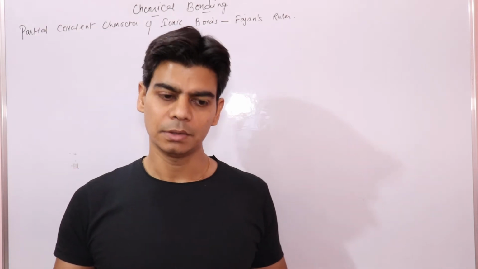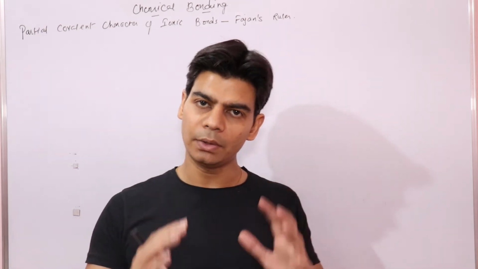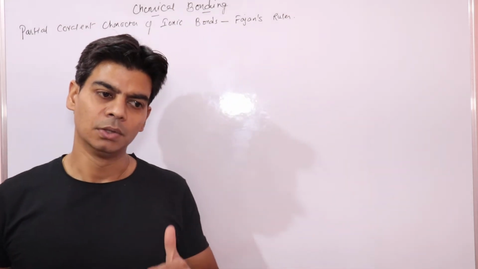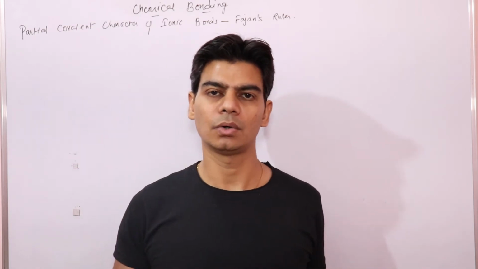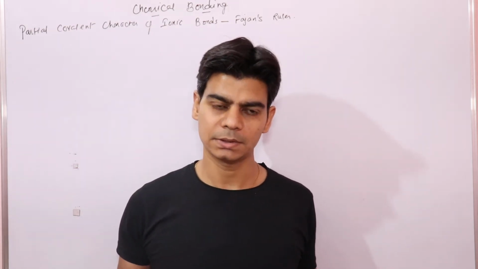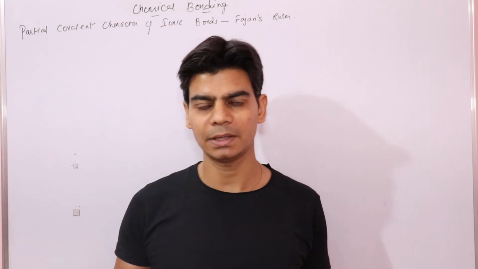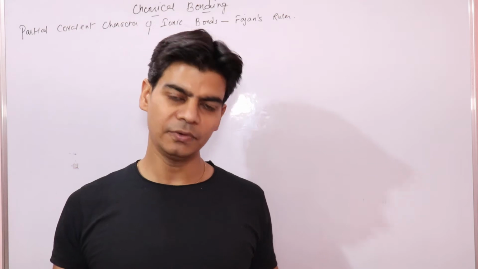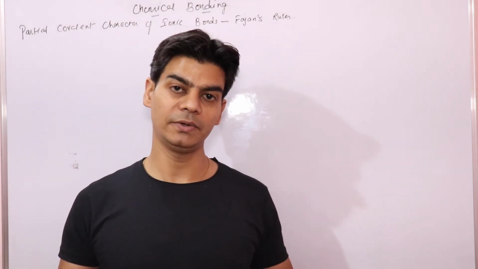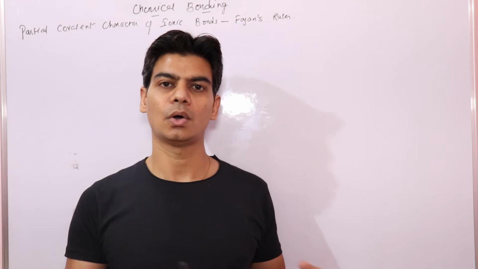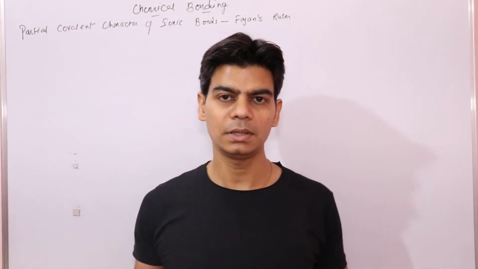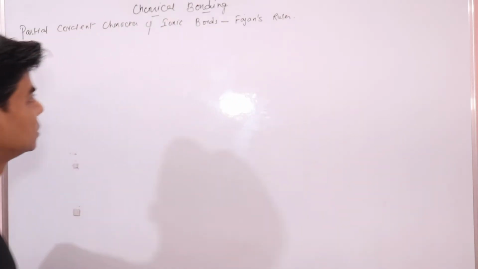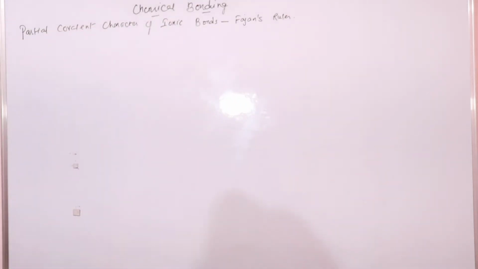Now similarly, in ionic compounds we have covalent character. And one thing, no bond is completely ionic or completely covalent. An ionic bond has some covalent character, and a covalent bond has some ionic character. If we say that a bond is completely ionic or completely covalent, then those are ideal things, ideal conditions, ideal bonds.